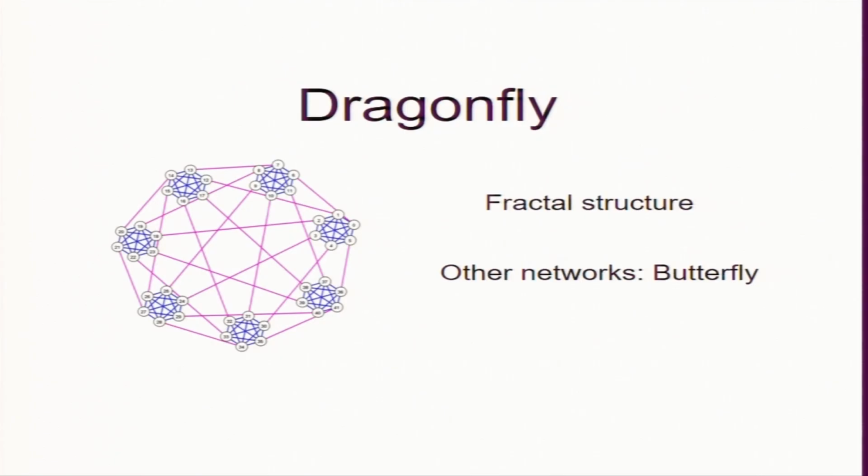So, there is another architecture called dragonfly. So, it is like a fractal structure. Okay. Nodes are here, and these nodes are connected to each other. This is also called star connection. Okay.